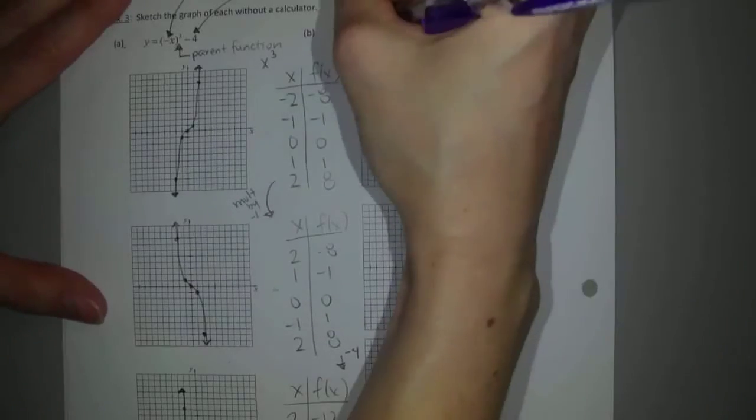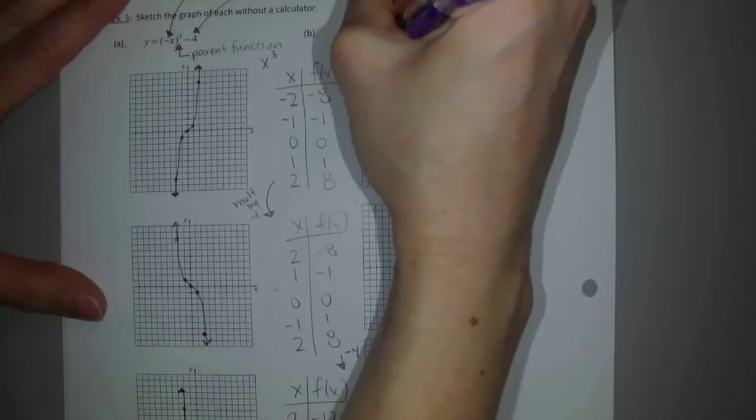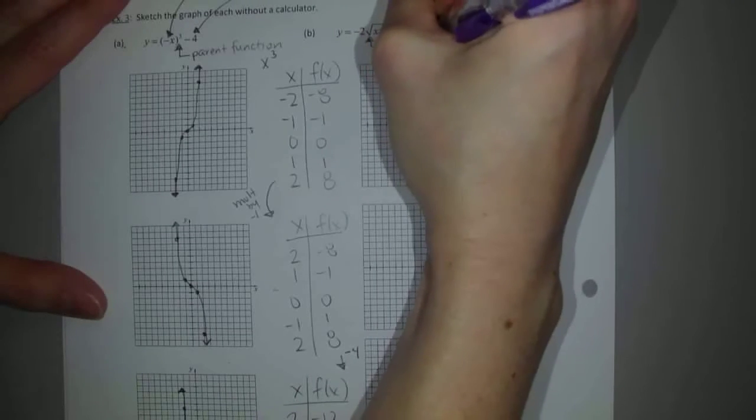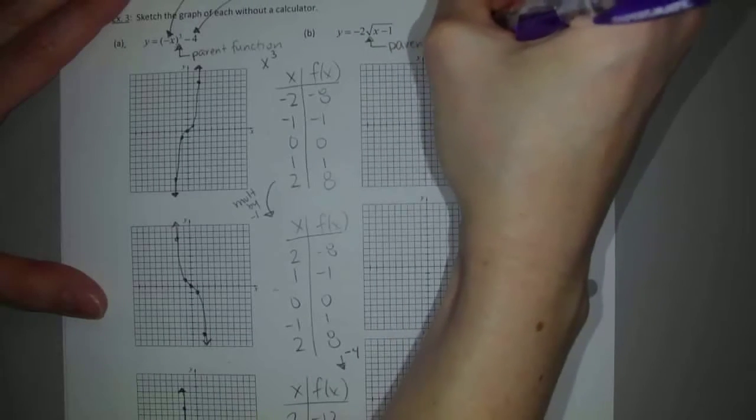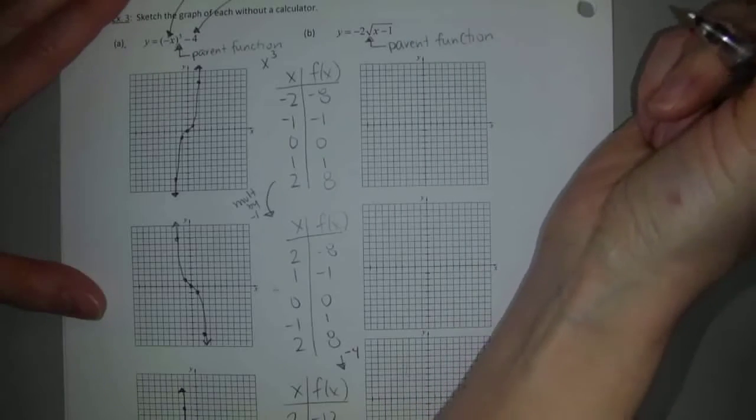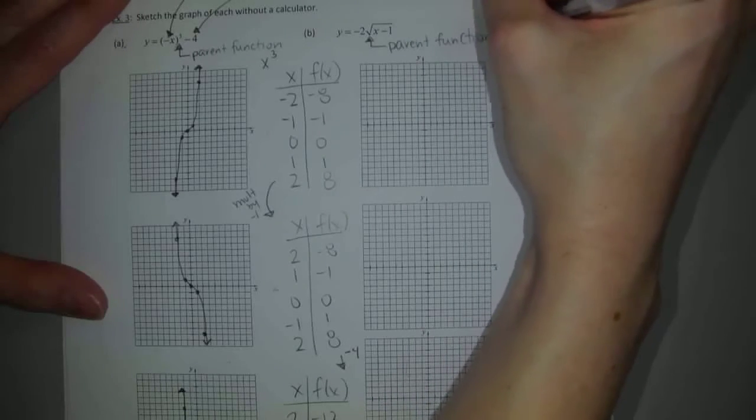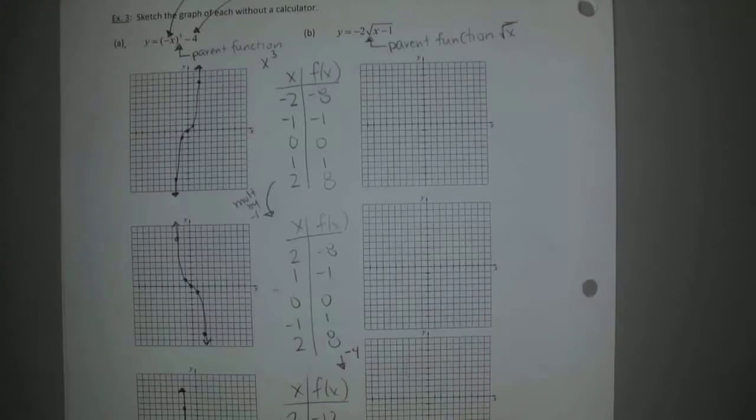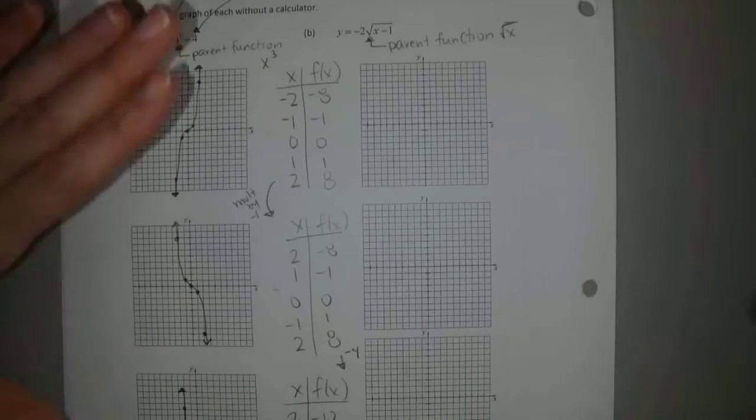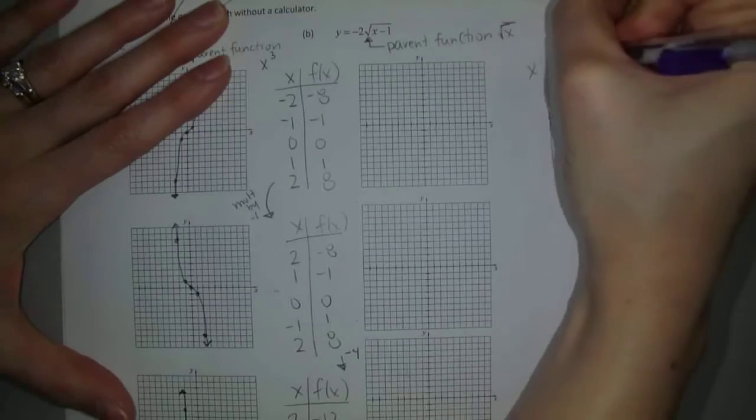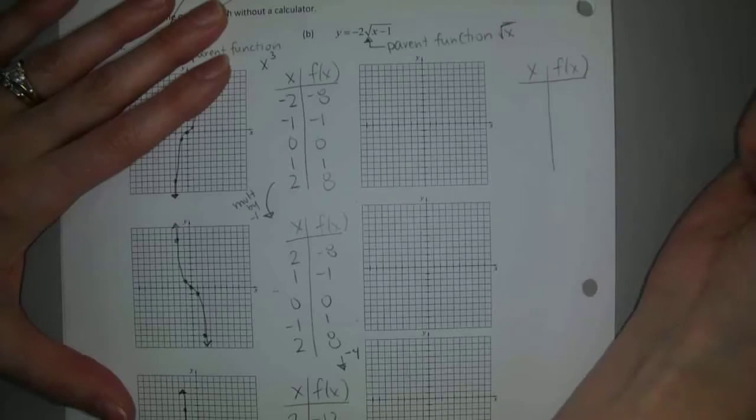So what is the parent function that we're dealing with? X squared. Not x squared. The root of x, right? The square root of x. So if you remember, that's the one we just did on the other page where it was just that arm. So I'm going to graph him real quick so we know what he looks like.